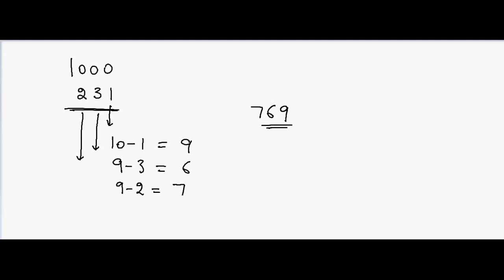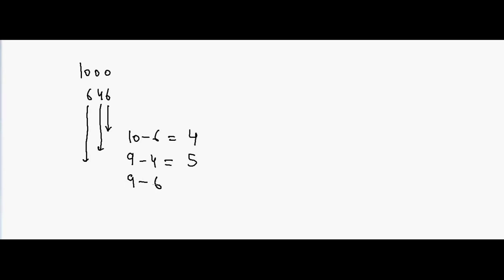Again, if I have 1000 minus 646, in that case I'll take the 6. 10 minus 6 is 4. Then I'll take the 4. So 9 minus 4 is equal to 5. And then I take the 6. So 9 minus 6 is equal to 3. So the answer is 354. So this method can be very helpful if we are in the exam or day-to-day calculation.